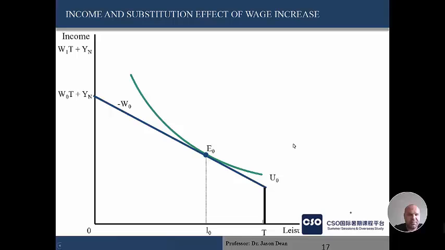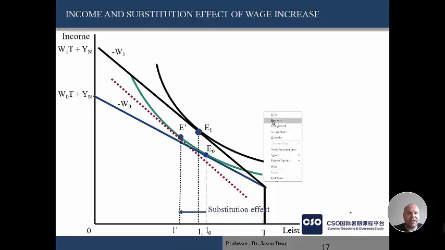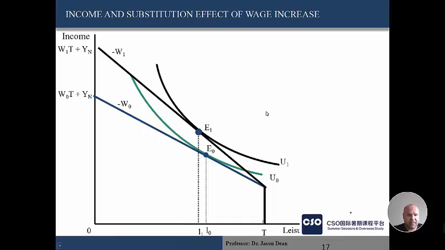So let's look at an example. We have our individual optimizing at E0. Let's have a wage change. Here the wage increased, the slope becomes steeper, and now we see that the person is deciding to work more because their leisure has fallen. Okay? But this effect, L0 to L1, is the net effect. We want to decompose that into a substitution and income effect.